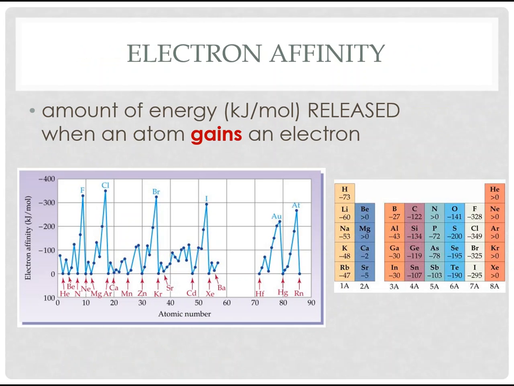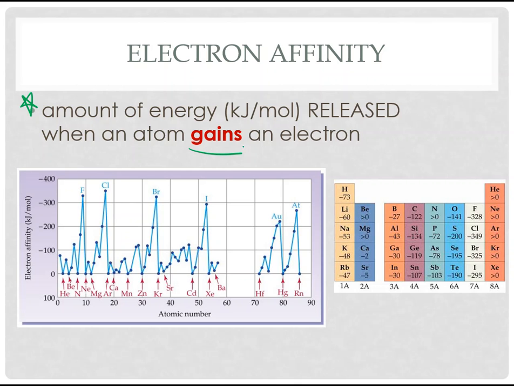Last one here is electron affinity. Really all you have to know here, if you know electronegativity, you know electron affinity in terms of the trend. The definition though is a little bit different. Electronegativity is like the attractive force for electrons in a bond. Here, it's the amount of energy, in kilojoules per mole, released when an atom gains an electron.